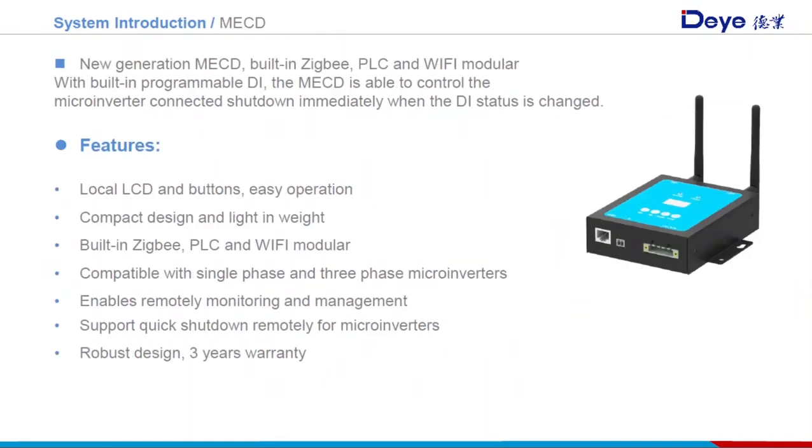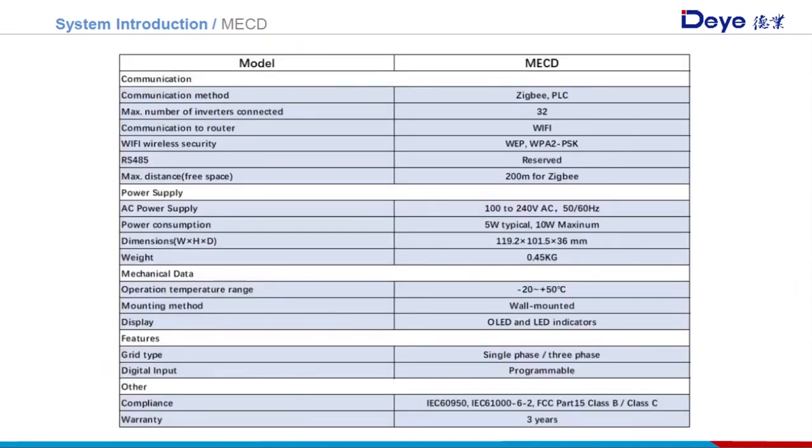Deye second generation MECD has built-in Zigbee PLC and Wi-Fi module, so it doesn't need an additional Wi-Fi data log. What's important, it includes a Deye input for remotely controlling microinverter shutdown. This page tells the main parameters about the MECD, as it shows a maximum of 32 pieces of microinverter allowed for one piece of MECD. It has an OLED screen and LED indicators. Plus, it is compatible with single-phase and three-phase systems.